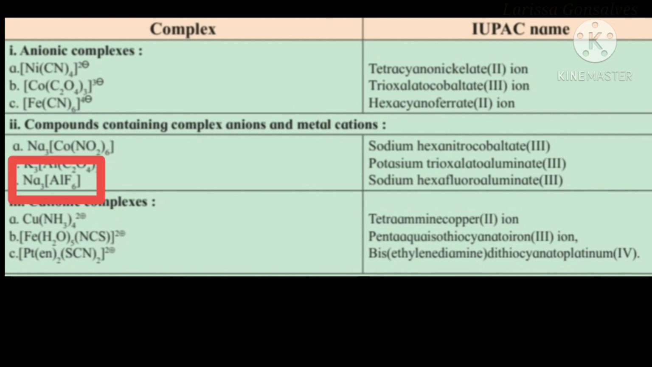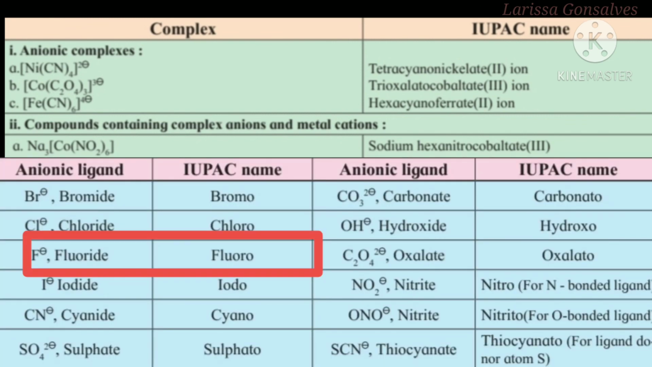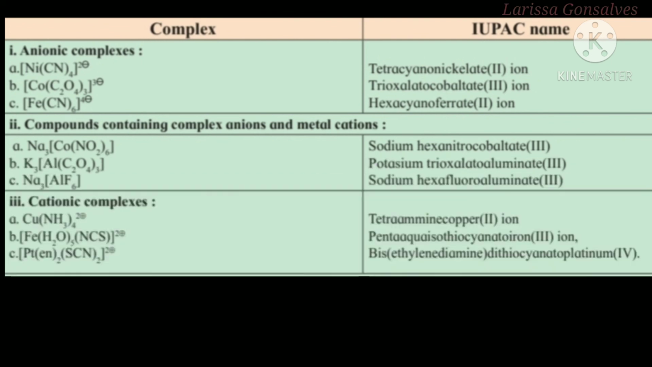The next example is Na3, which is acting as a counter ion, and inside the coordination sphere we have AlF6. So sodium we are going to write as it is. The central metal ion is aluminium here and the ligand is fluoride. How many times? 6 times. So sodium hexafluoroaluminate, and then the oxidation state of aluminium, which comes as equal to 3.